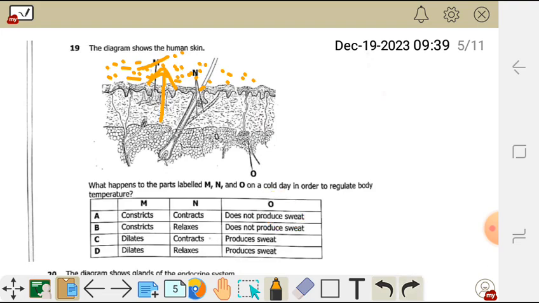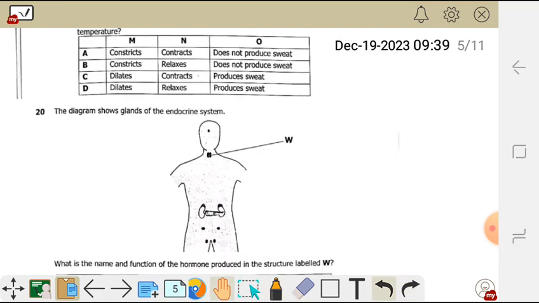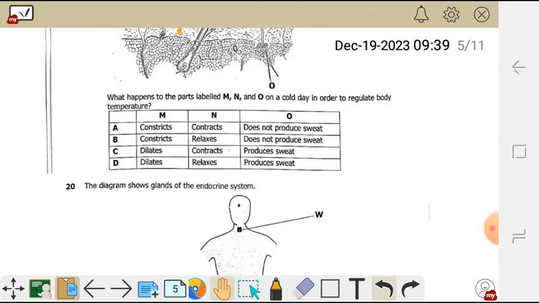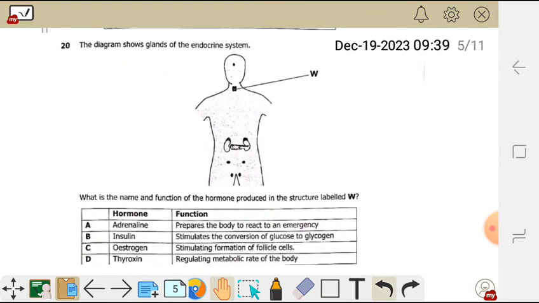So on a cold day, we're not expecting production of sweat. Sweat is produced when it is hot. So the correct answer here is A: constrict, contract, and does not produce sweat. That is question 19. The correct answer is A. Question 20.